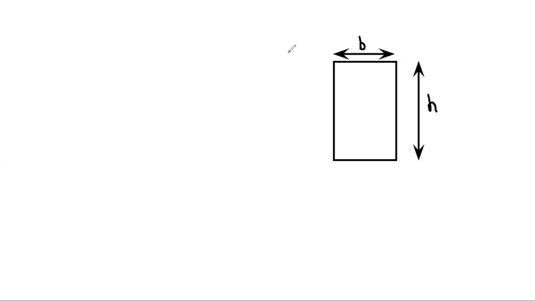We know the centroid of the rectangle lies at its geometrical center. So let's suppose this point represents the centroid of the rectangle. Therefore, we can define this axis to be our centroidal x-axis, and this axis to be our centroidal y-axis.